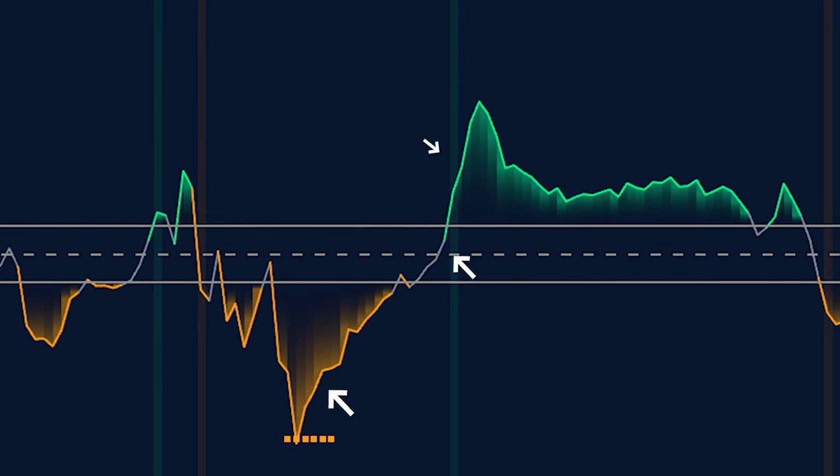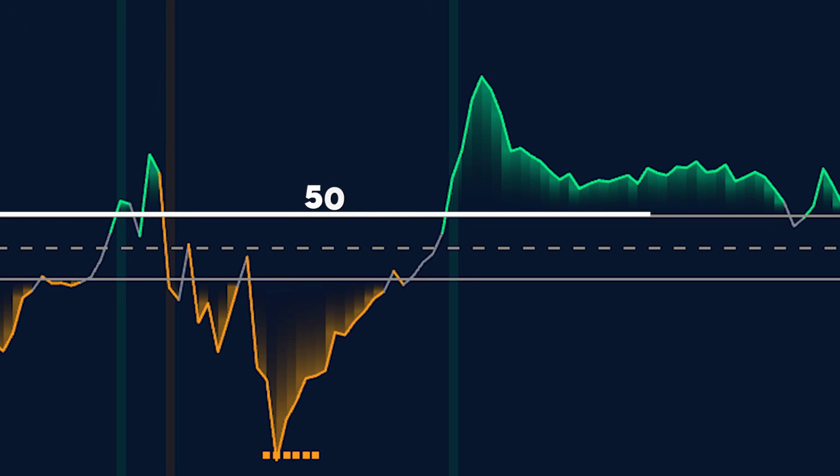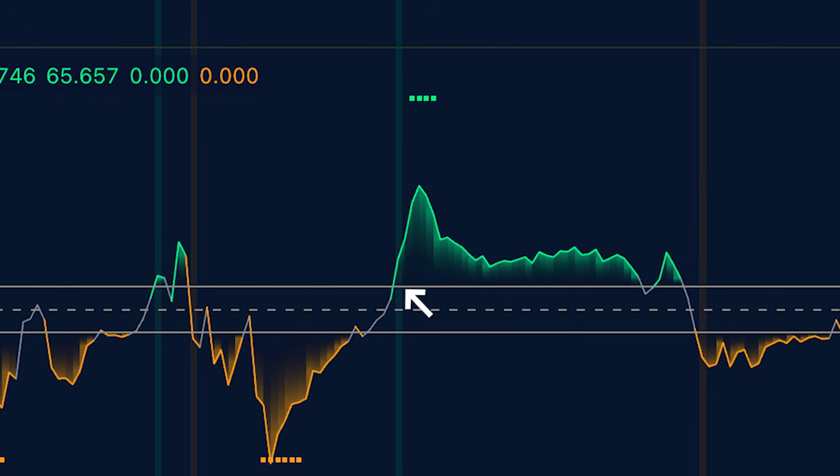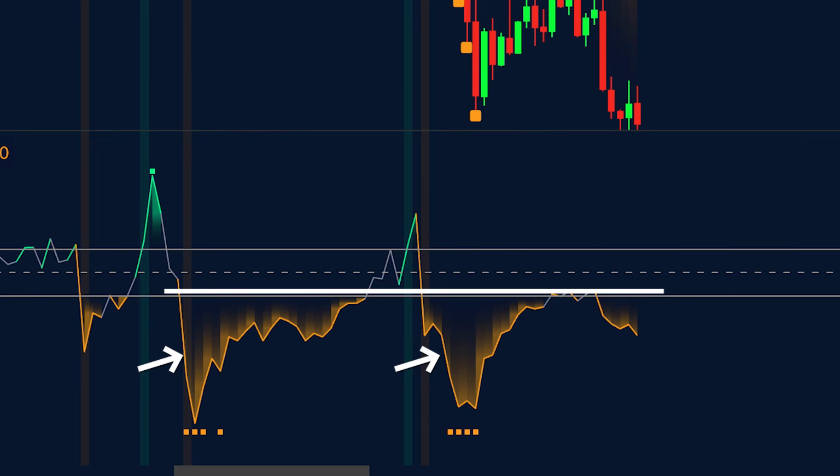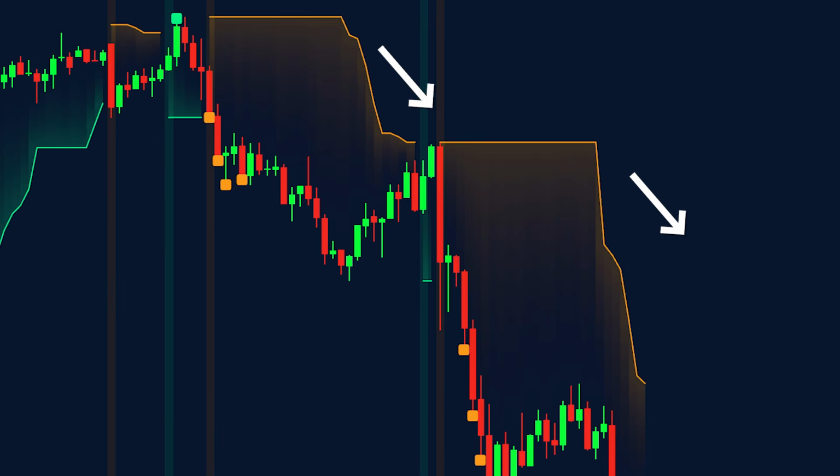Also, you'll see the CCI line moving between threshold levels at 50 and -50. So, when it's above 50, it signals the market is in confirmed bullish momentum. But when it's below -50, it means the market is in confirmed bearish momentum.